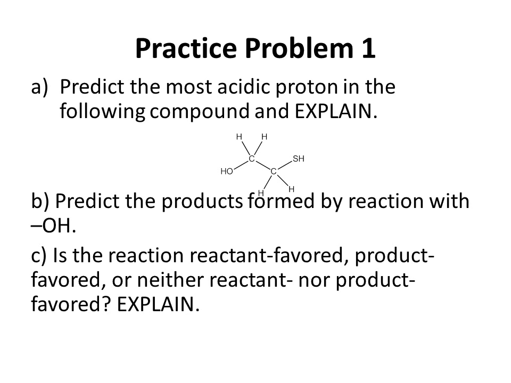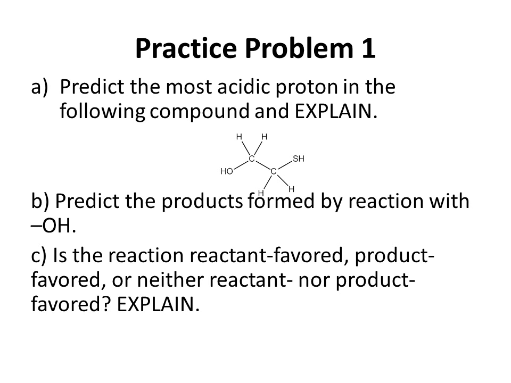Practice problem 1. In part A, predict the most acidic proton in the following compound and explain. And so far we've only learned two effects. We've learned the electronegativity or period effect, and we've learned the group effect. So those are the only effects that you can use in your explanation of which proton you think is the most acidic in the following compound.